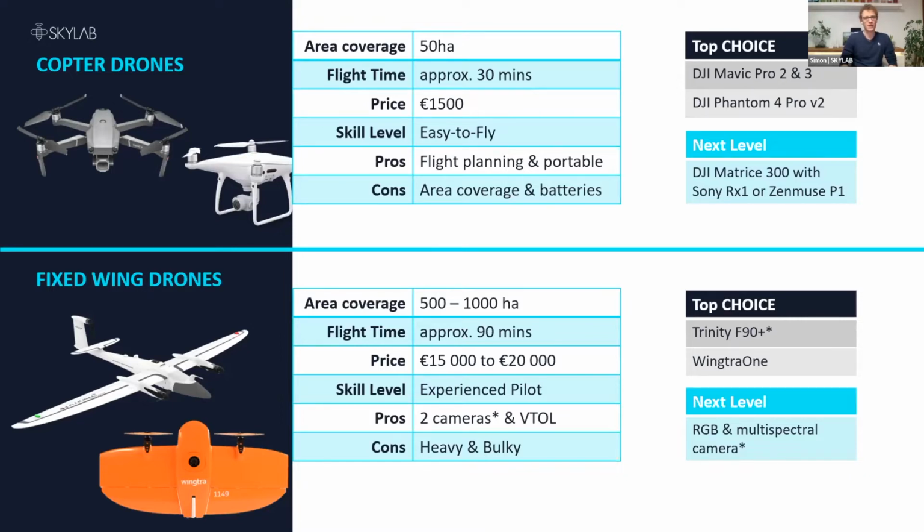You can just put it in your backpack, go out in the field and start mapping. We always recommend the Mavic 2 Pro, or now there's also a Mavic 3 Pro, with really good camera setups. This camera is amazing for mapping. The DJI Phantom 4 Pro V2 also has a really good camera, and these are our top choices in the copter drone market. Of course, you can also think about the next level, and there the DJI Matrice 300 with a Sony RX1 or Zenmuse P1 camera is also really good.